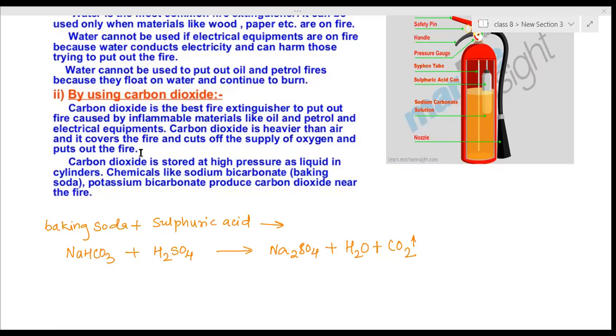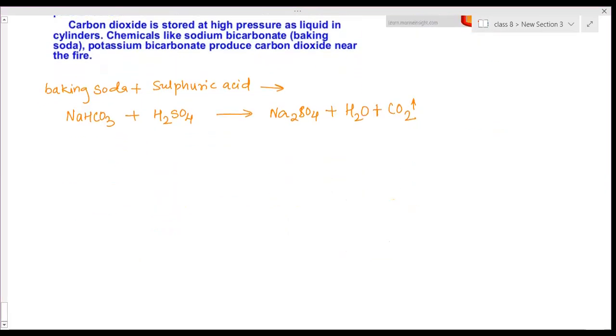The next part, we have to learn the types of combustion. There are different types of combustion present. There are three types of combustion. In some books four are given, so we will learn all of those. Types of combustion: rapid combustion, spontaneous combustion, and explosion.